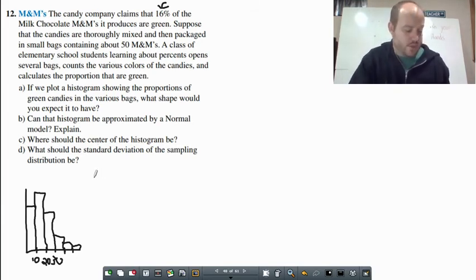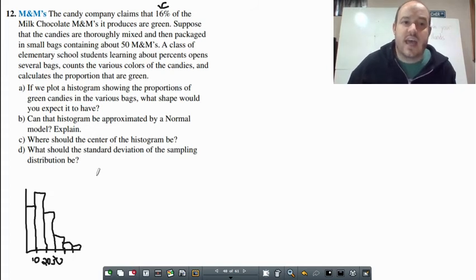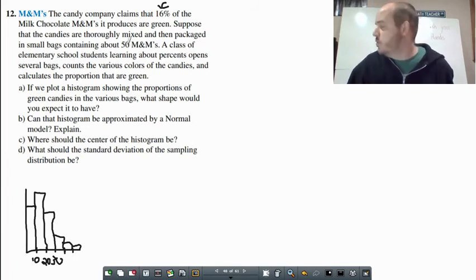So if I go back through and check our conditions, it says that they were thoroughly mixed and packaged, so we probably meet the randomization condition. 50 is a reasonable size for a sample. So it hits most of our conditions. We would not think 50 would be 10% of all M&Ms out there because, let's be honest, there's an unbelievable amount of M&Ms in the world, so that wouldn't be an issue.